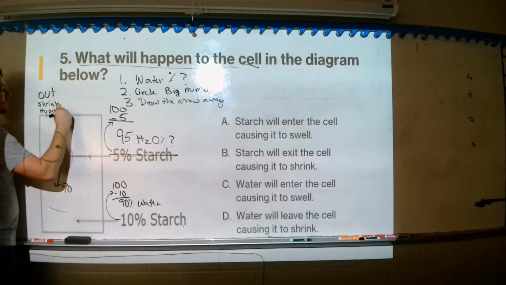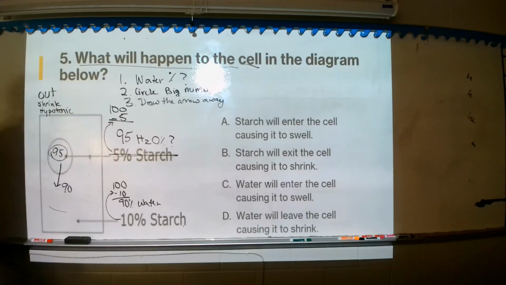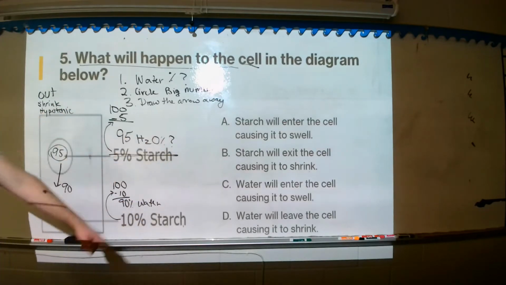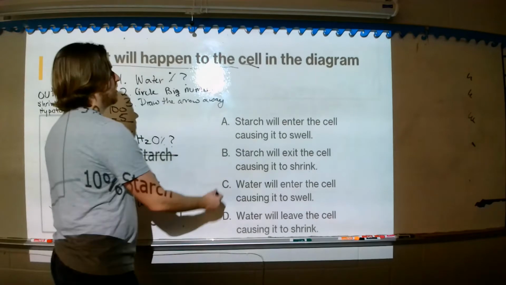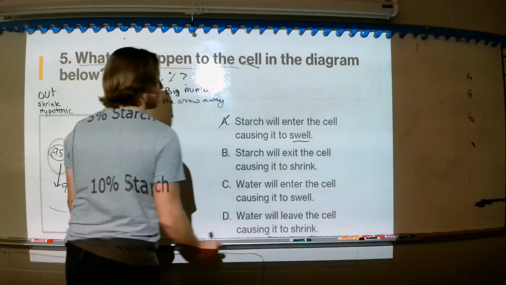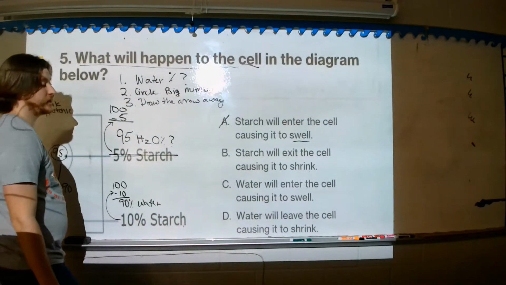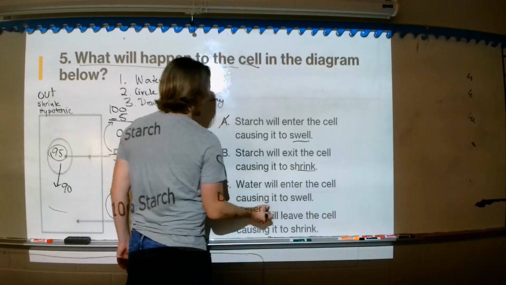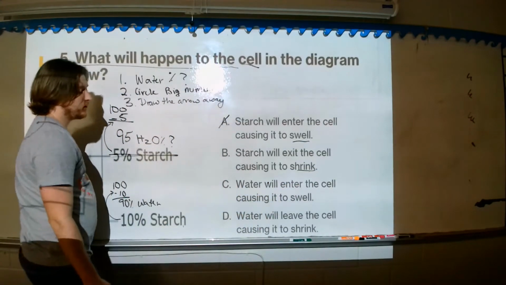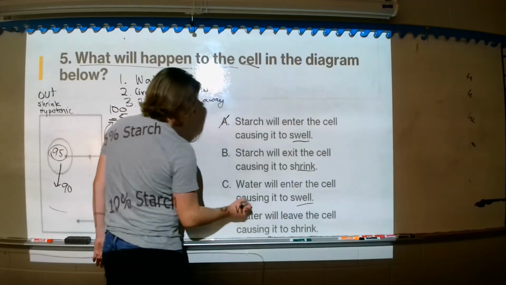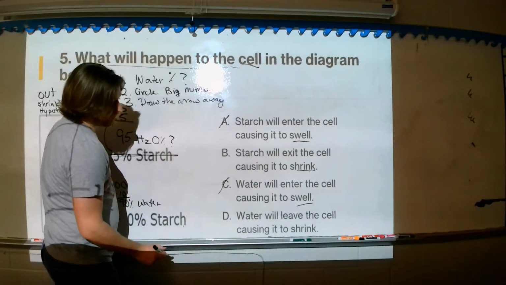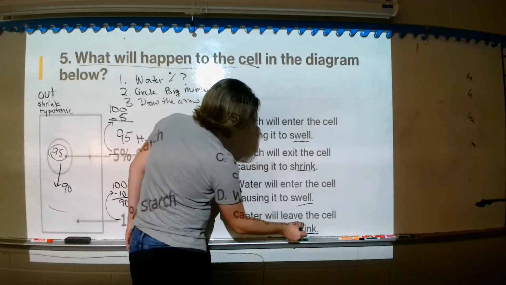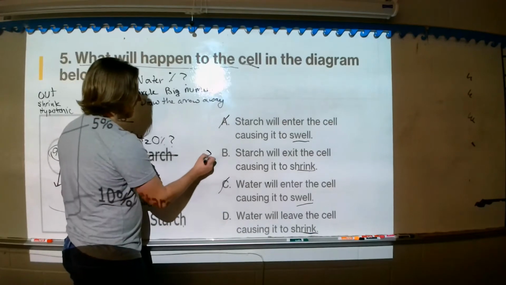Let's go look at my answer choices, try to fit this to what I just wrote down. A says starch will enter the cell, causing it to swell. Swell is not what I want. Starch will exit the cell, causing it to shrink. Shrink is what I want. Water will enter the cell, causing it to swell. Swell is not what I want. And water will leave the cell, causing it to shrink. I do want shrink. So I'm between B and D right now.